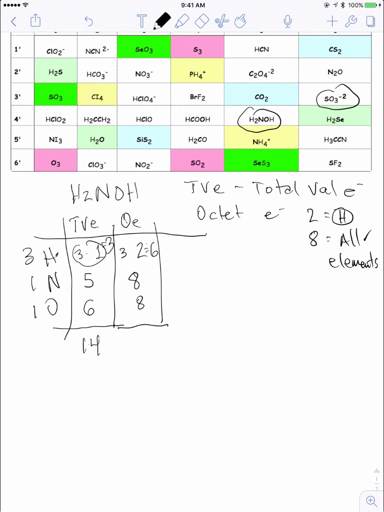So we have a total, I like to call this the fantasy column, because if all the elements had a full valence shell, then all the elements would be happy. So here what we have is 16 plus 6, that happens to be 22. Now it just so happens that if you take the octet electrons and subtract the total valence electrons, that's the number of electrons that will be involved in bonding.